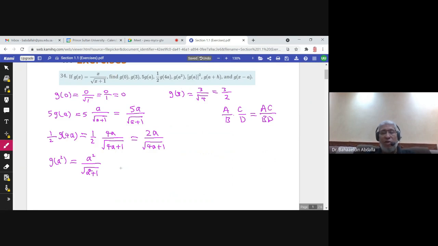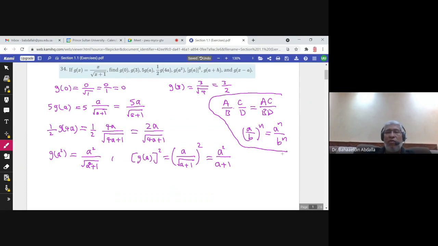G of a all square. Now, g of a all square would be, what is g of a? It is a over square root of a plus 1, all squared. So this would be a square over, when you raise the square root to power 2, square root disappears, and we have a plus 1. Remember, a over b to the power n is equal to a to the power n over b to the power n. These are some old formulas.